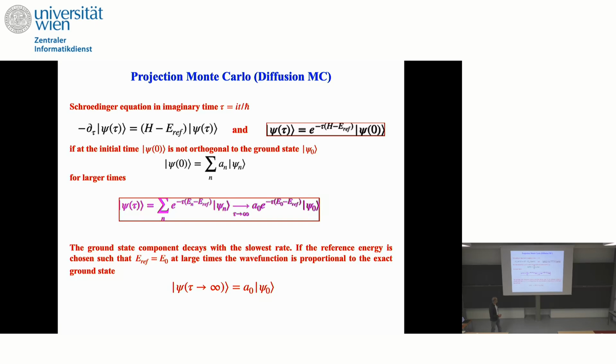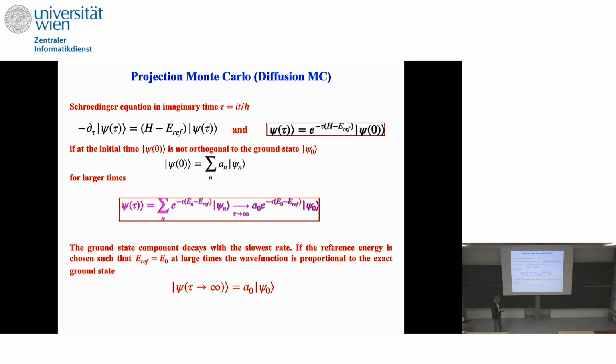And so if time is large, of course, the main contribution will come from the lowest state, n equals 0, okay? And even more so, if you choose your reference energy to cancel exactly E naught, then at large times the time evolved wave function is proportional to the true ground state of the system. So this is the main idea. Okay? So it's just a projection in imaginary time.